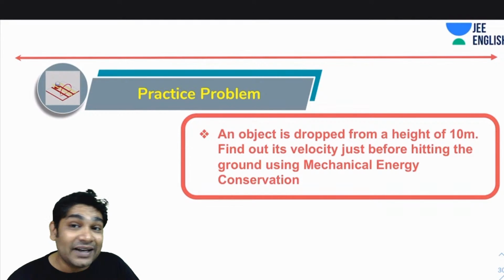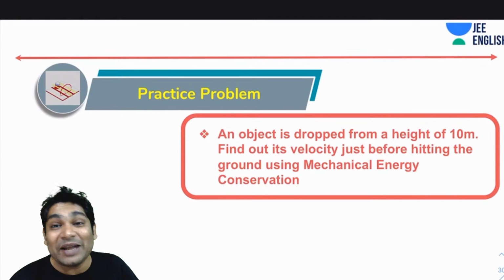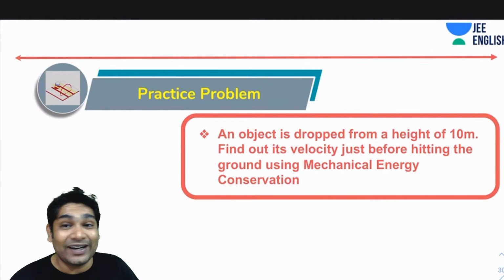So you've been told an object is dropped from a height of 10 meters. You find the velocity just before hitting the ground using conservation of mechanical energy.